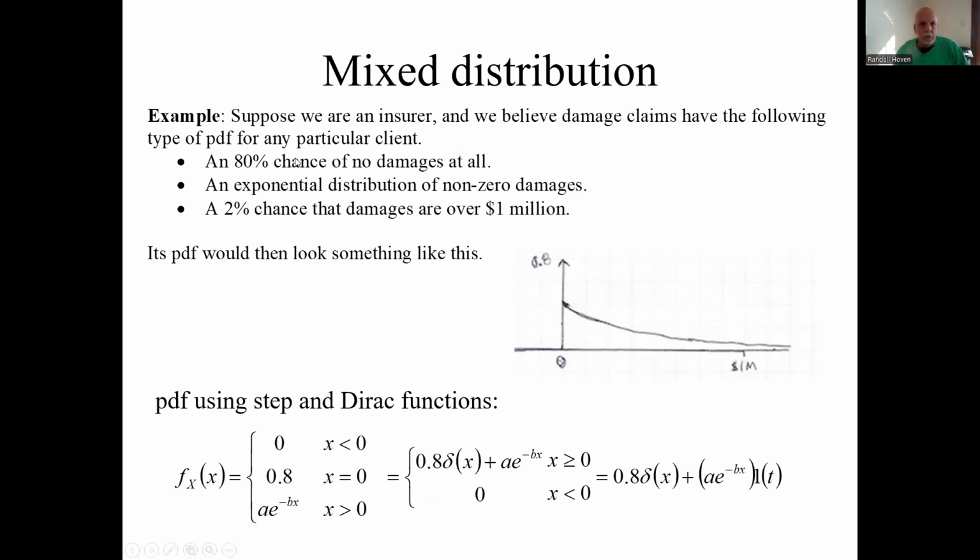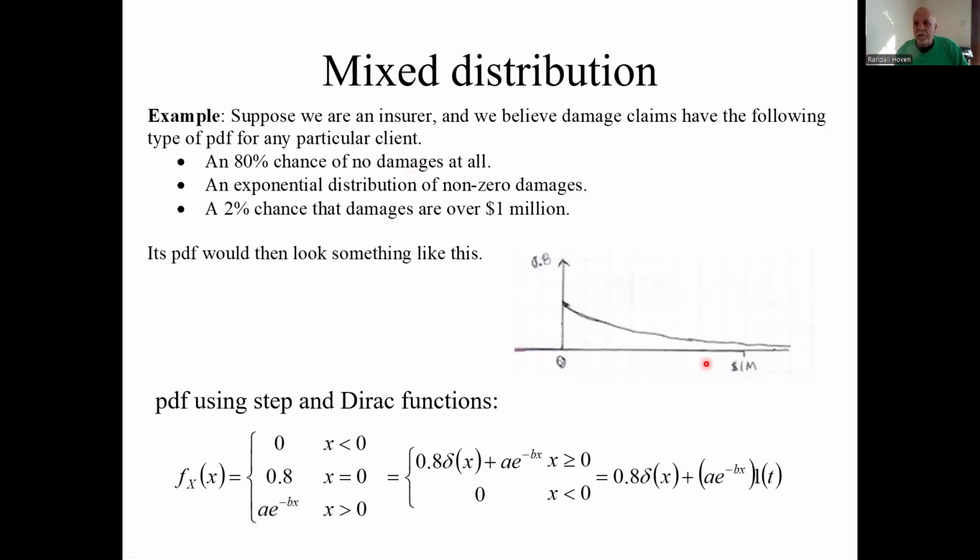And here's an example. We're an insurer, and we have clients who may or may not have damages. There's an 80% chance that any given client will not have damages at all. If they do have damages, we believe it's an exponential distribution such that there's a 2% chance that the damages are over $1 million. I don't know how realistic that is, but let's just say it is.